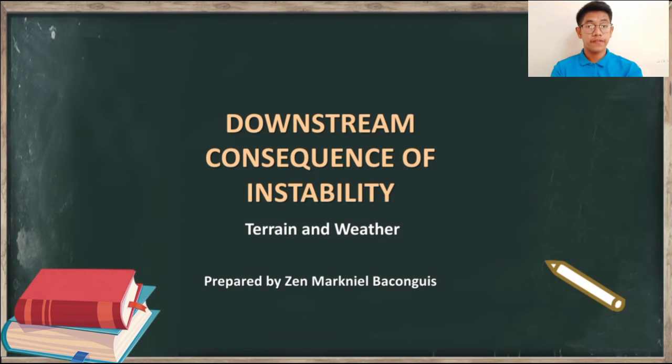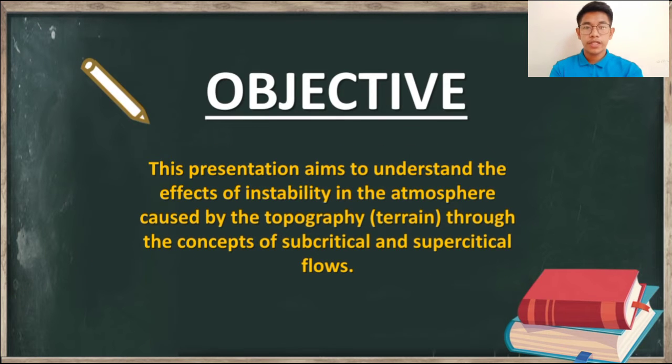Downstream consequence of instability. So good day, this is the second part of our topic, which is terrain and weather. Objective: this presentation aims to understand the effects of instability in the atmosphere caused by the topography or terrain through the concepts of subcritical and supercritical flows.